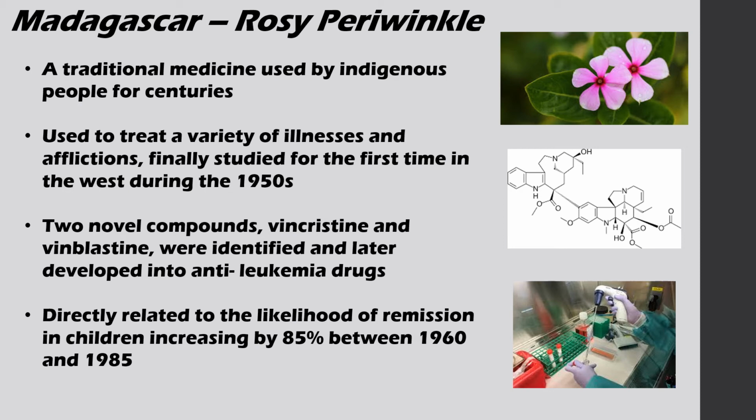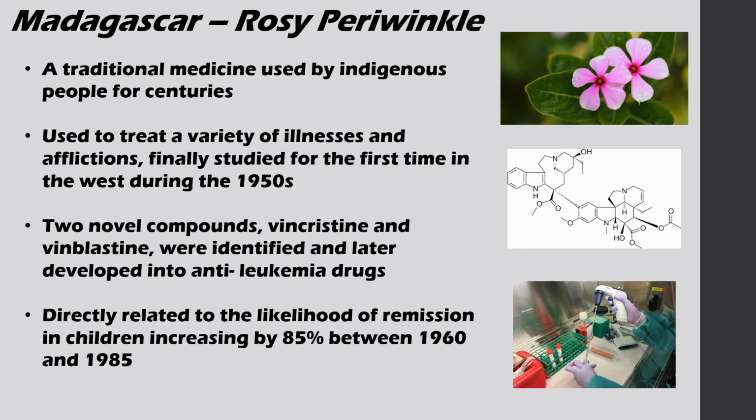We'll talk a little bit more about why this happens later in the deforestation slide. So this rosy periwinkle, that cute little flower you see right there, is a traditional medicine that was used by indigenous people for centuries. And it was used to treat a variety of illnesses and afflictions, and it was finally studied for the first time in the West during the 1950s.